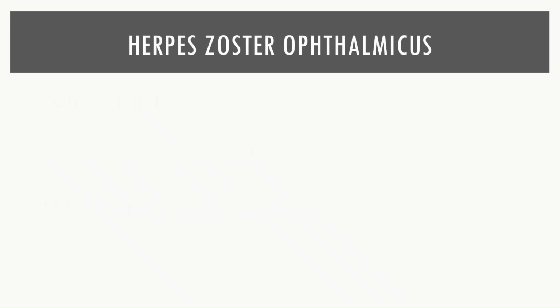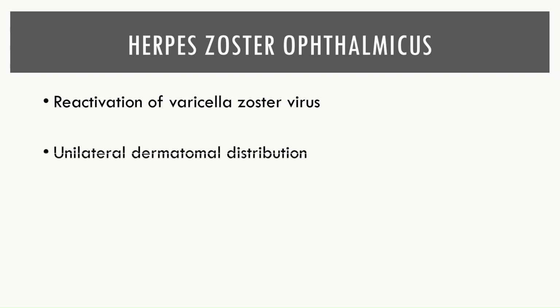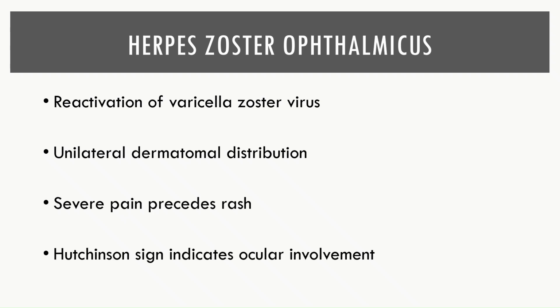Herpes zoster ophthalmicus is caused by reactivation of varicella zoster virus. It has a unilateral dermatomal distribution. Severe pain precedes the rash, and involvement of the tip of the nose suggests ocular involvement. This sign is called Hutchinson's sign.